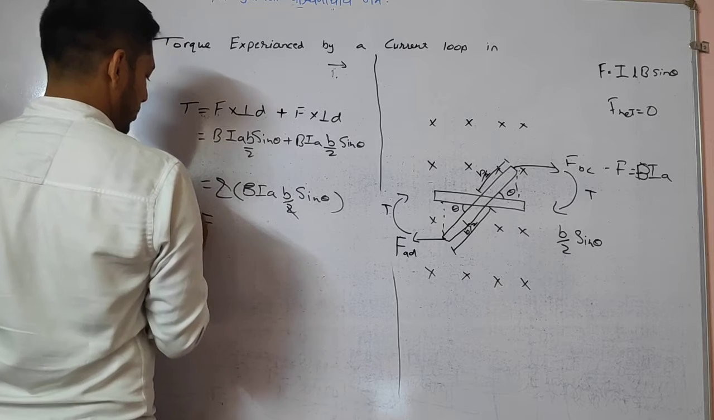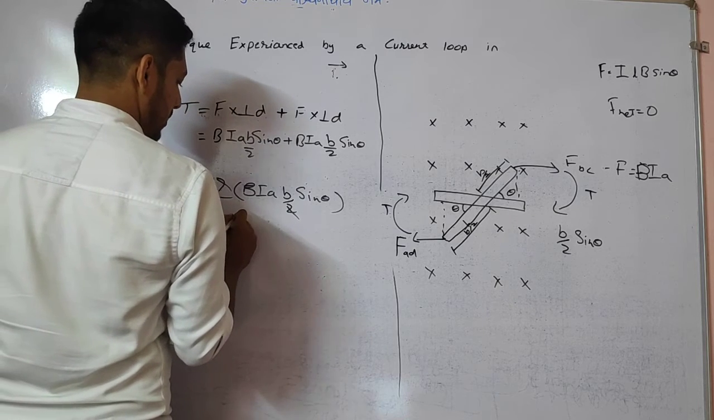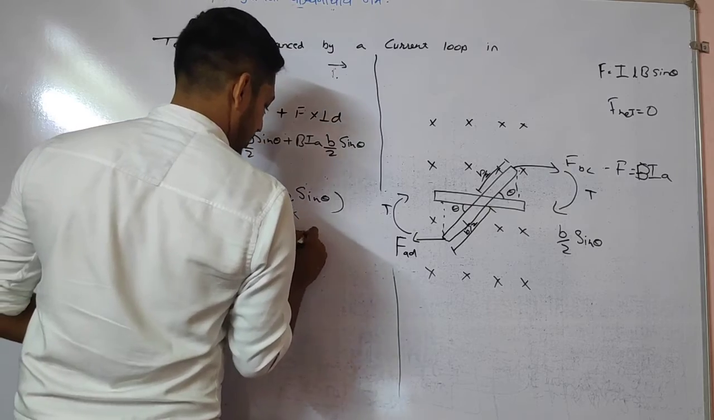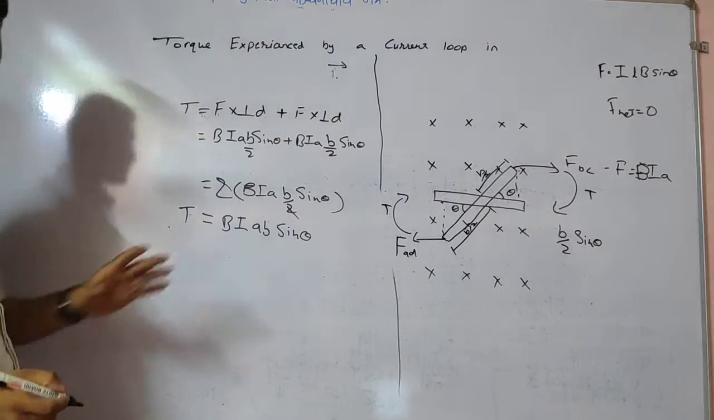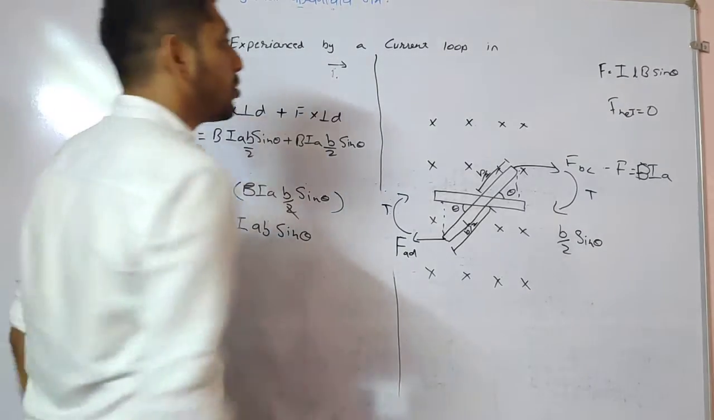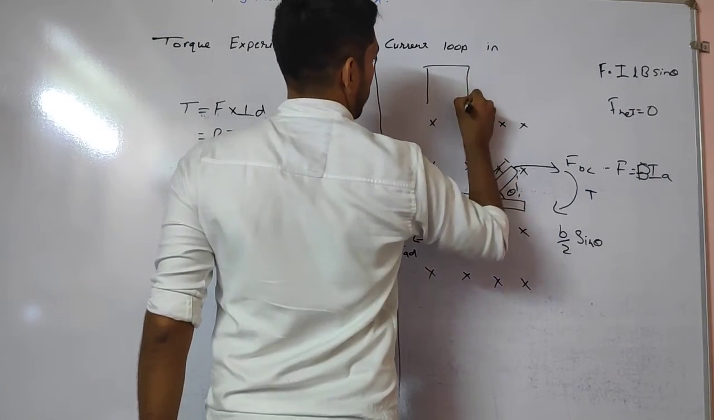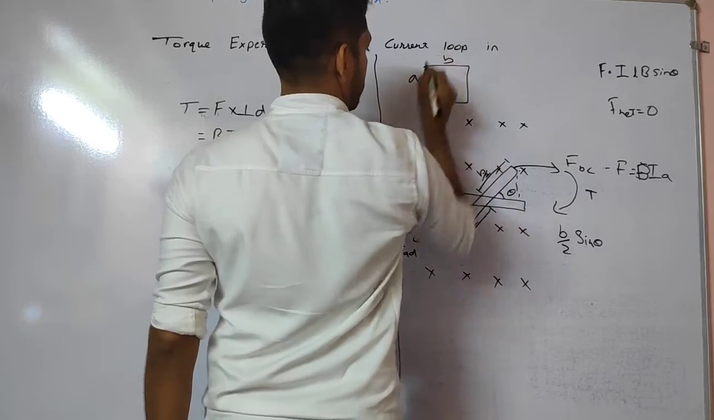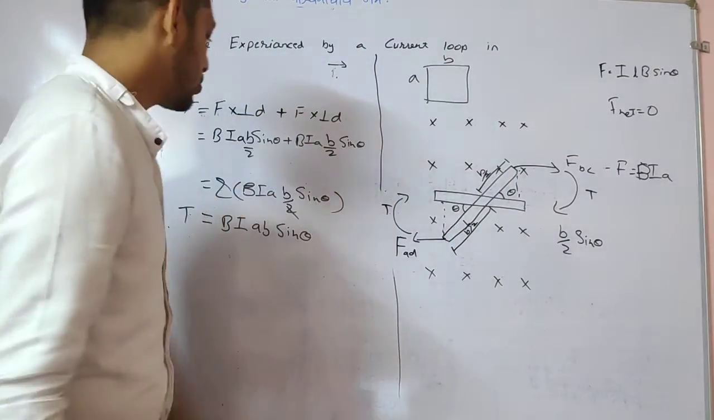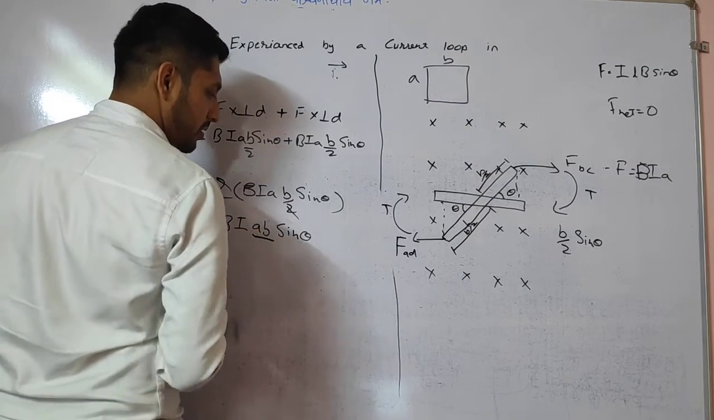So ultimately what will be the value of torque? BIAB sine theta. Will this be my answer? What is A into B? What was the loop we had taken? Loop was this. This was A, this was B. What will be the area of this loop? It will be A into B. So here we have the thing A into B.